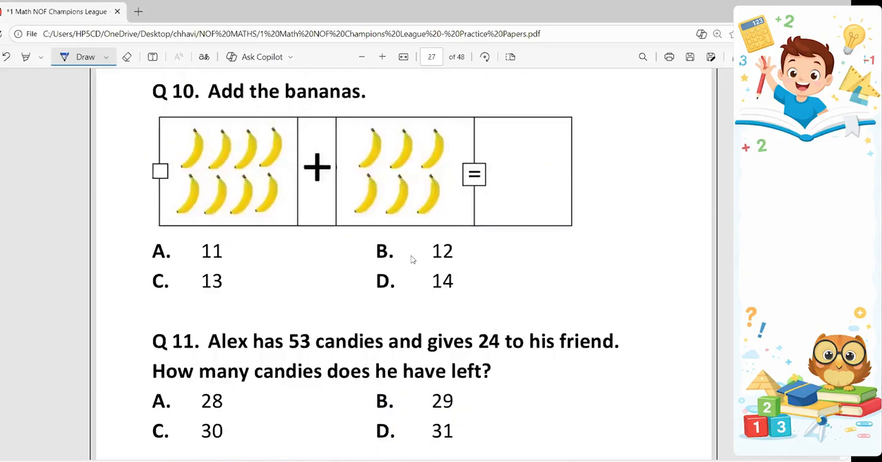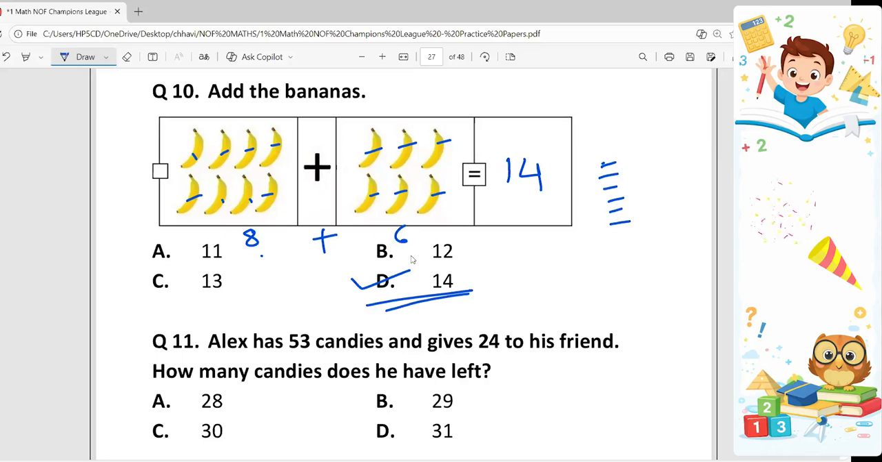10th question. Add the bananas. Now, how many bananas are these? We have to count it. 1, 2, 3, 4, 5, 6, 7, and 8. So this is 8. Now this is 1, 2, 3, 4, 5, 6. 6 over here. Now 8 plus 6 is how much? Count it. 8, 9, 10, 11, 12, 13, and 14. So our answer is 14 bananas. Now here options are 11, 12, 13, and 14. So option D is the correct answer.